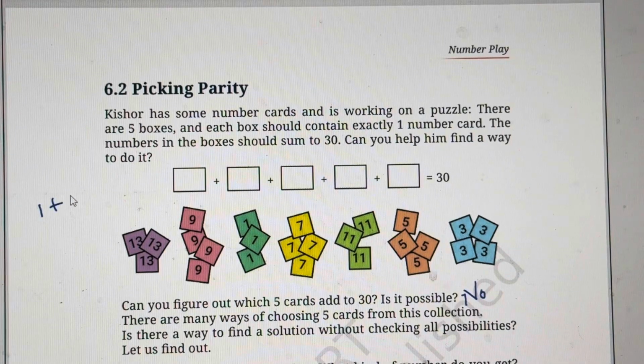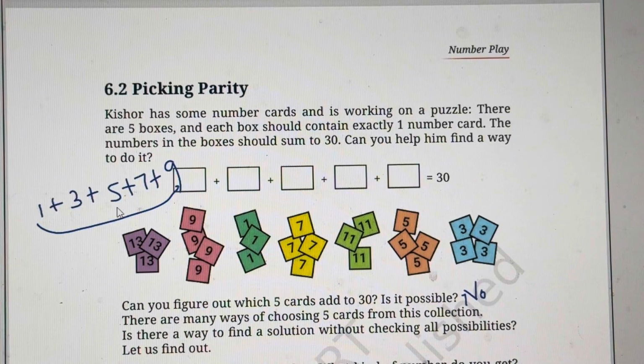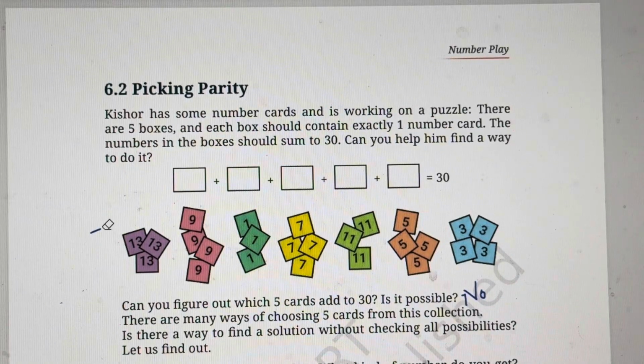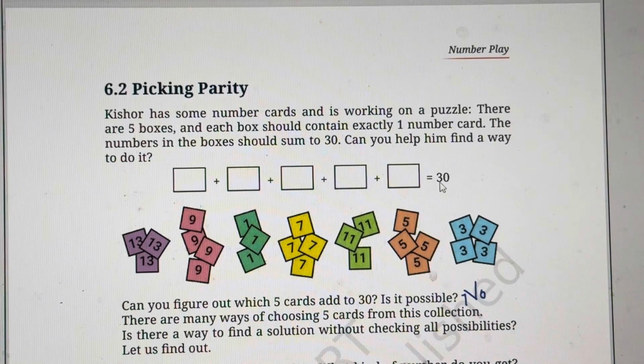Look, 1 plus 3 plus 5 plus 7 plus 9. Suppose we add this. So 9 plus 1 is 10, 17, 17 plus 8 is 25. We are getting an odd number, not an even number. Right now I'm not talking about 30. We are trying different ways. So 5 odd numbers, does it give an odd number? Yes, it is giving an odd number, but here what we want is an even number. Right? So what is the parity over here?